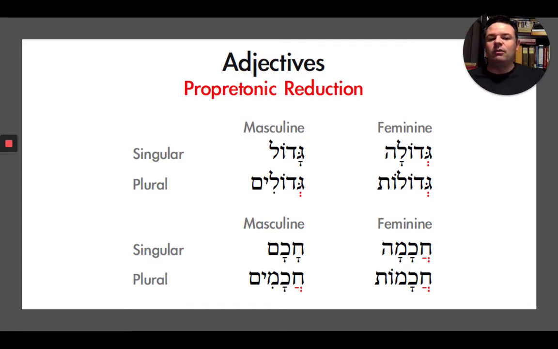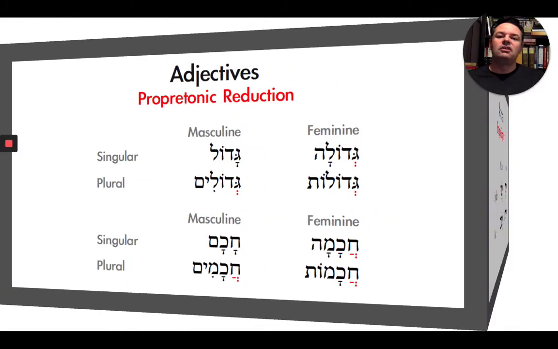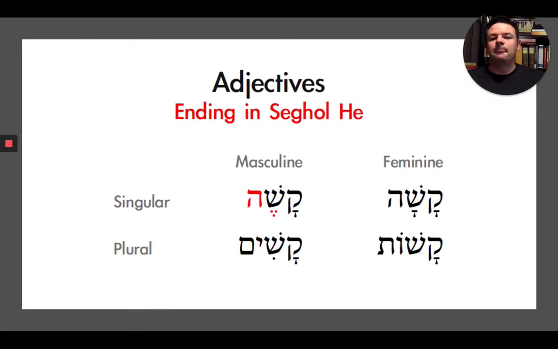Same thing you could see with the word hakam there, which means wise. Hakam, hakama, hakamim, right? Hakamot. So you've got that propretonic reduction. Sometimes words that end in segol hey, right? So you've got the masculine ending looking like this. Then you've just got the same basic endings with that hey really just dropping off. So you've got kashe, kasha, kashim, kashot. You're going to have to recognize these. You don't have to reproduce them.